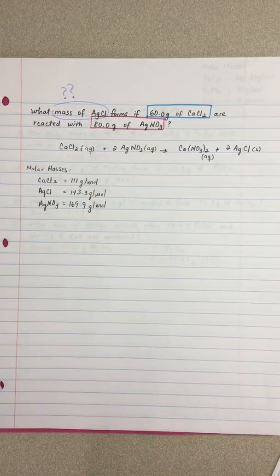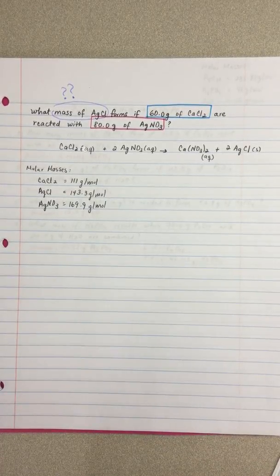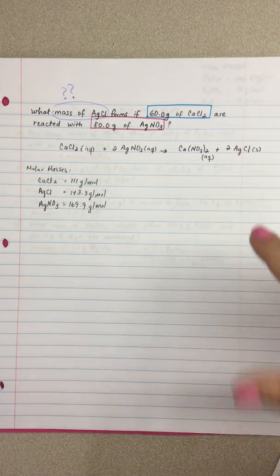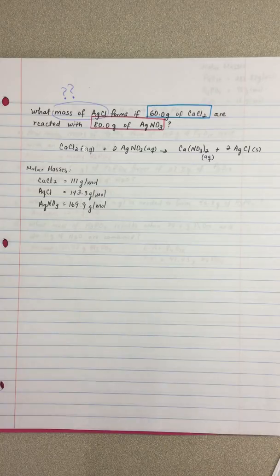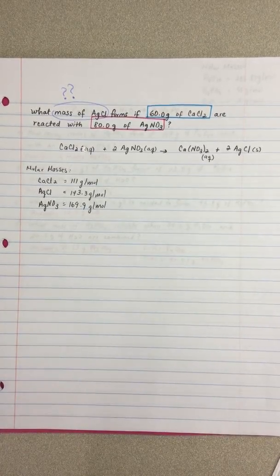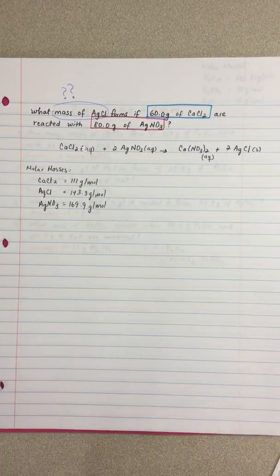So if you're given amounts for the 2 reactants that you have, you want to find out the mass of the product. This is a problem similar to what you have to do if you're trying to find out the limiting reactant and the theoretical yield. So you're given amounts of your 2 reactants and you want to find out the amount of your product, and you have to do 2 separate calculations, 1 for each reactant.